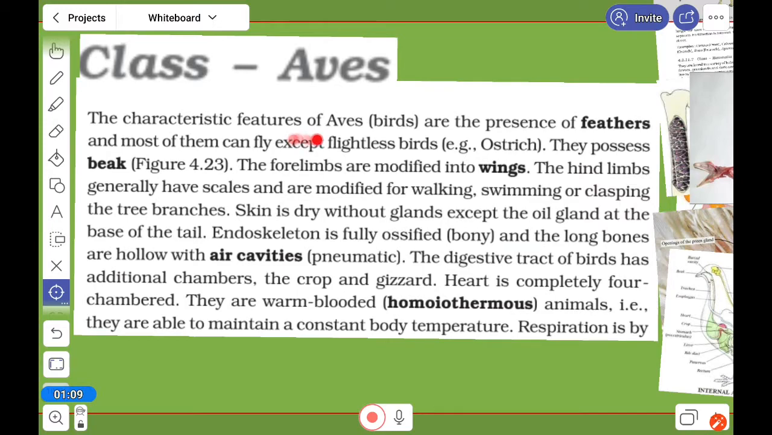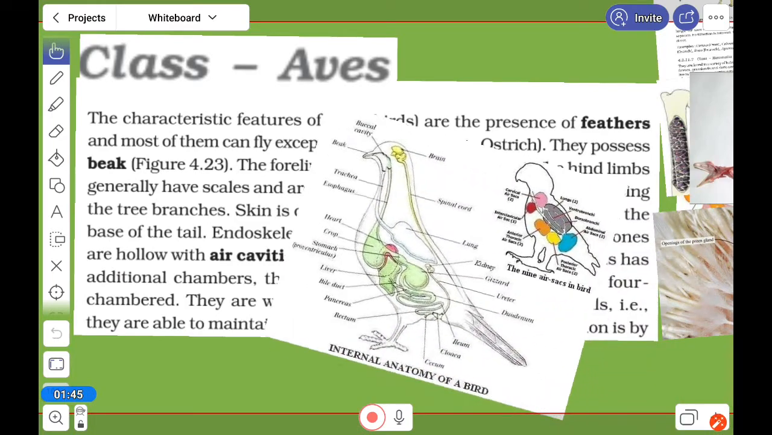Now, a bird we can easily identify because it has some special characteristics. It is flying. Most birds can fly, except flightless birds like the ostrich. There are some birds which are present in the water. The beak is an exclusive character, and the wing is also an exclusive characteristic. Later we can see one structure which is there in the bird.